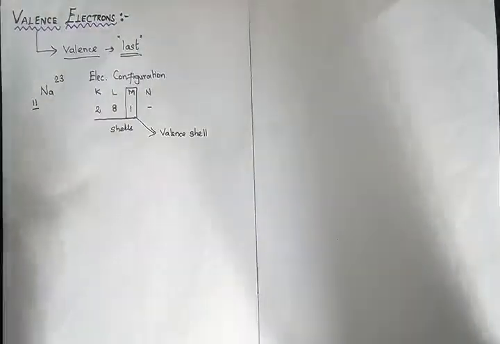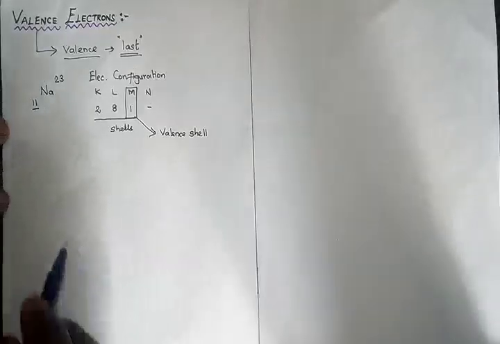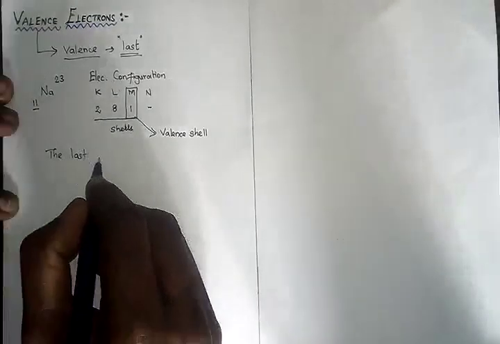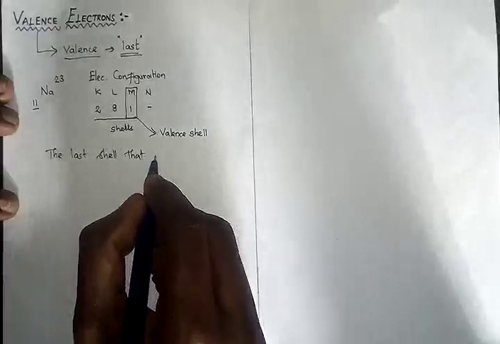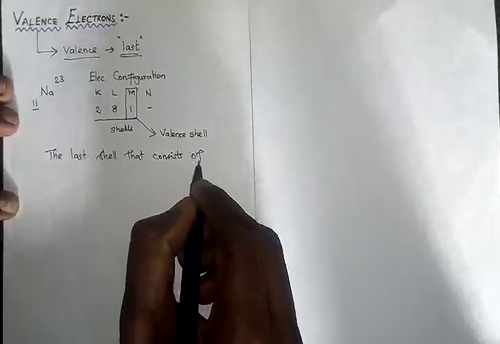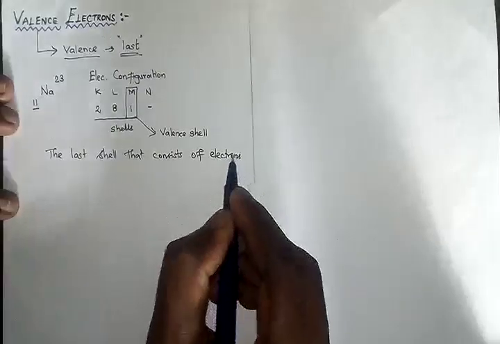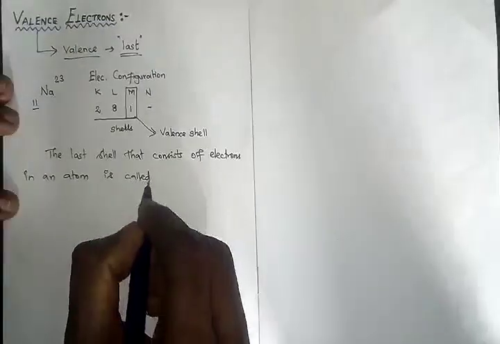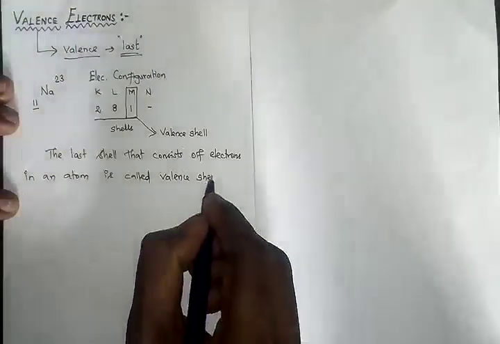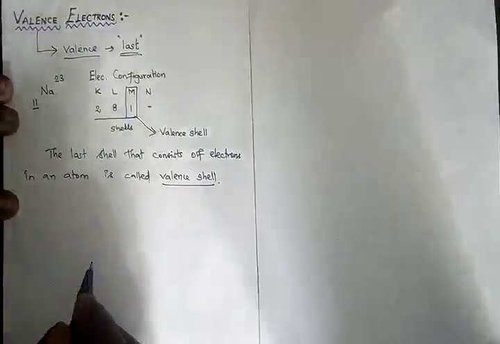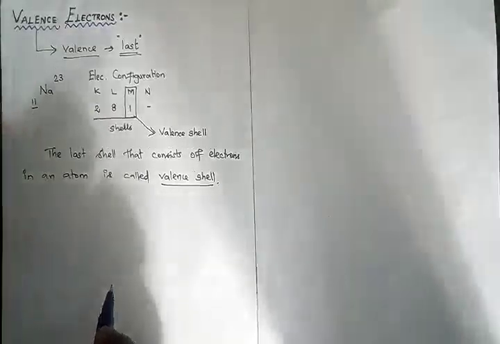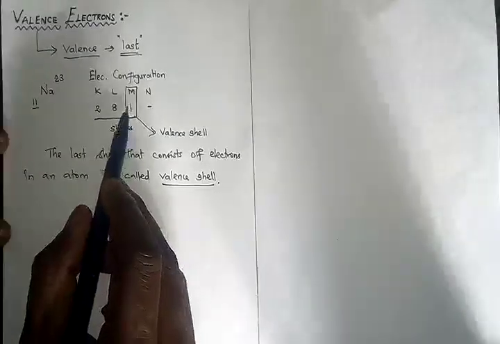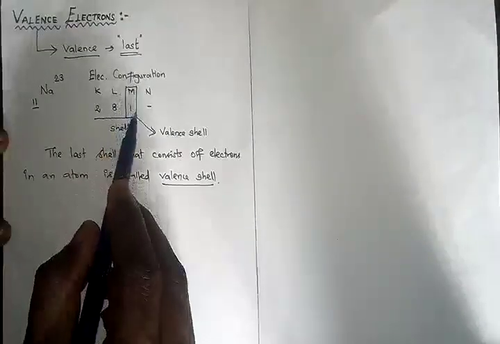So what you have understood, my dear children, the simple concept is the last shell that consists of electrons in an atom is called the valence shell. So that is the first idea you should know. What is the valence shell, my dear children? The last shell which contains electrons in an atom is called the valence shell.